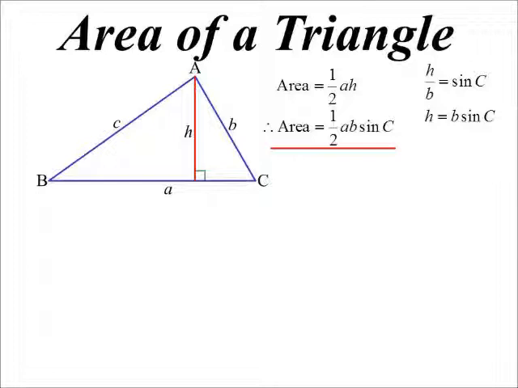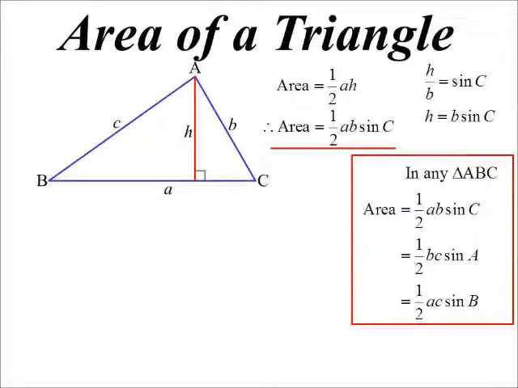Again, I could have dropped that perpendicular from B to AC. I could have gone from C to AB. So, of course, it could also be half bc sine A or half ac sine B. It's always two sides and the included angle. That's how we can find our area. As long as we've got two sides and the included angle, we can do it.